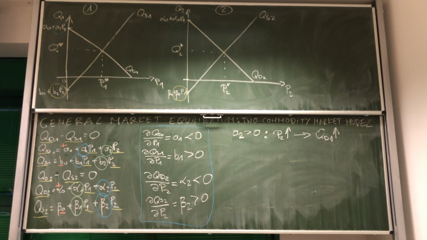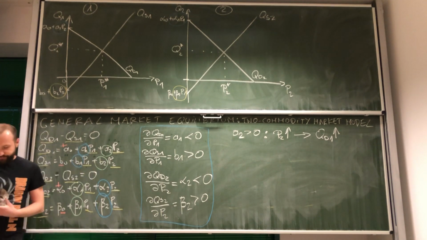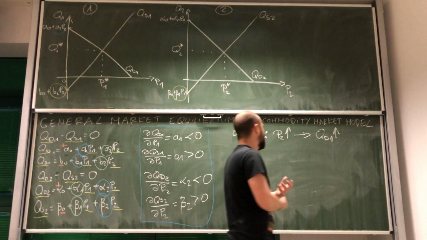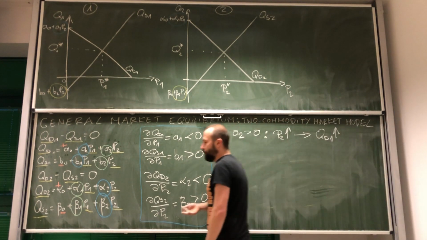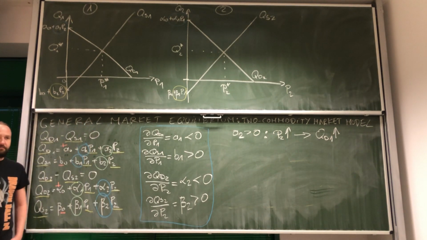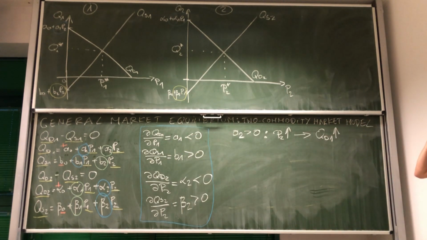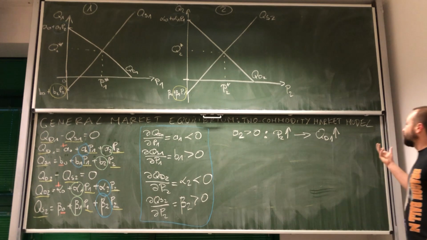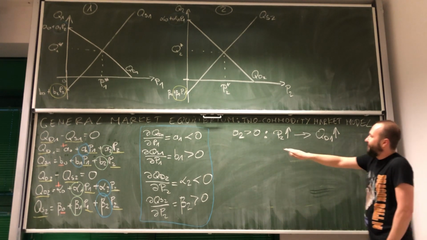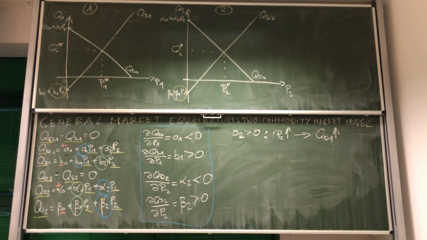How do we call goods that are characterized by this type of relationship? Well, how about substitutes, right? If we talk about Pepsi and Cola, we would imagine that if the price of Cola doubles, demand for Pepsi would rise, and vice versa. If the price of Pepsi doubles, demand for Cola rises, right? So what we see over here is that if A2 is positive, then we talk about substitutes.